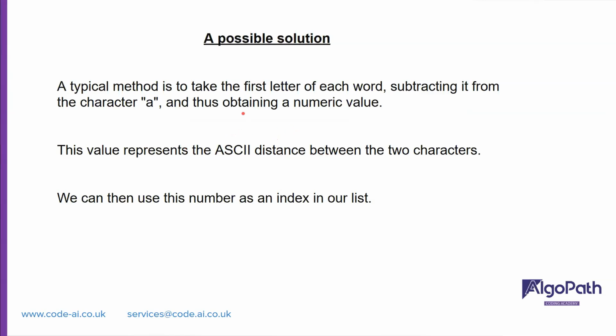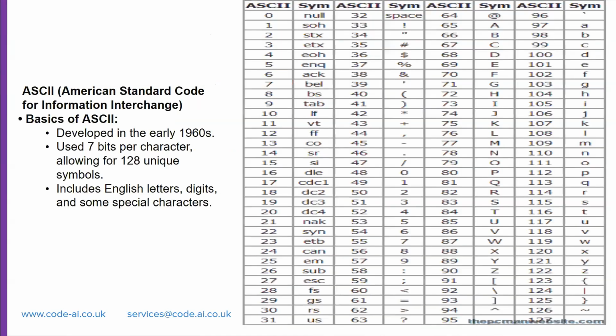Now, one possible way that is used is this method I'm going to describe now. It's a little bit complicated, so try to follow it, and I will go through an example with Python to show you. What they do is they take the first letter of each word, they subtract it from the character A, and thus this gives you a numerical value. And you may be thinking, how is that possible? How are we going to get a numerical value from the first letter of each word and the character A? Well, this is where something called ASCII comes into it. So let's have a look what ASCII is, and then we're going to come back and see how this works.